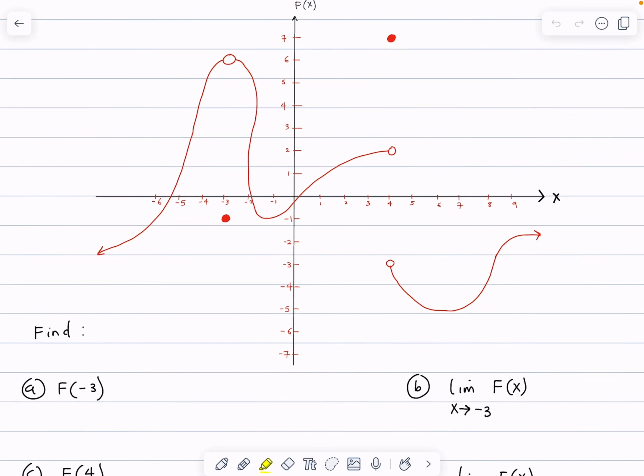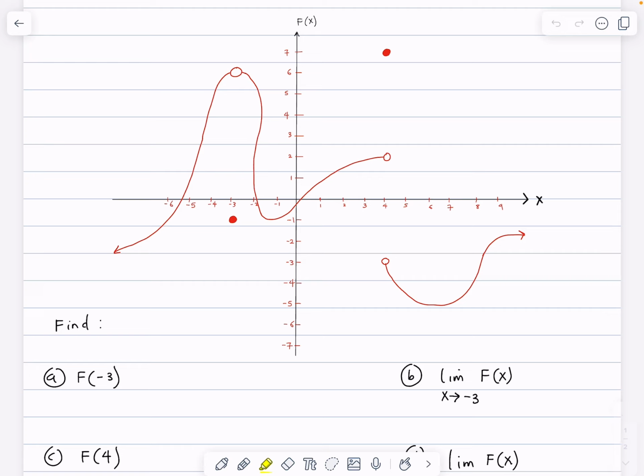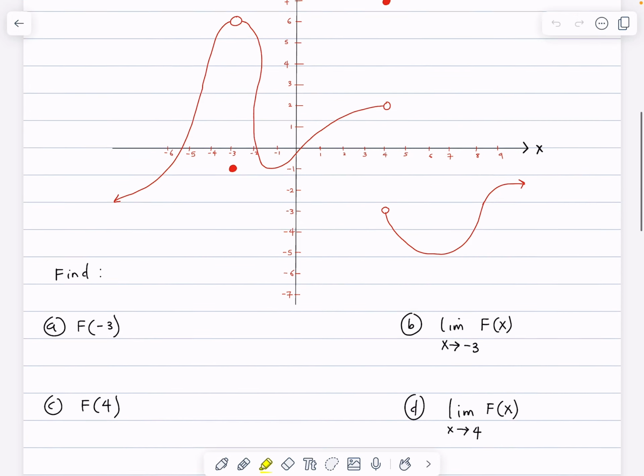Hello friends, consider this graph. Nice graph. So using this graph, we want to find A, B, C, D, E, F, right?